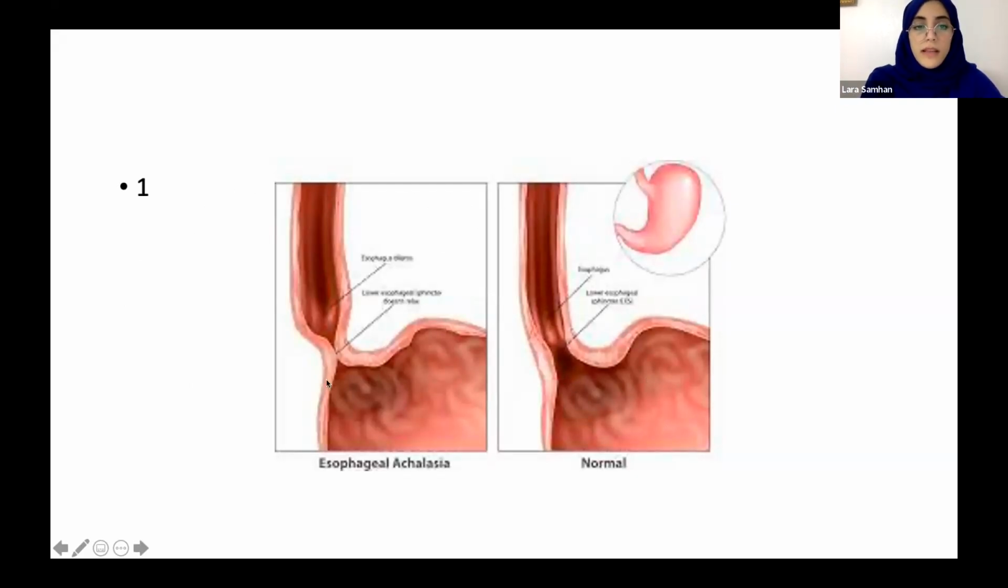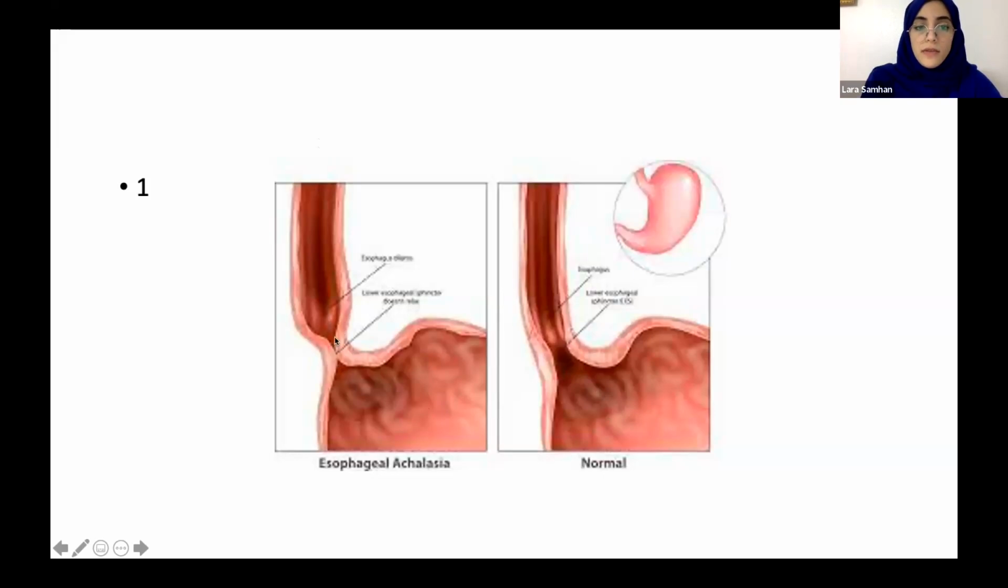This is normal. Now, once we have an increase in the pressure at the lower esophageal sphincter, so basically we have two sphincters, the upper esophageal sphincter and the lower esophageal sphincter. And as they always say, if we have lower, that means we have upper. For example, if we have up, we have down. If we have lower, we have upper. Okay, and here we have the lower esophageal sphincter.